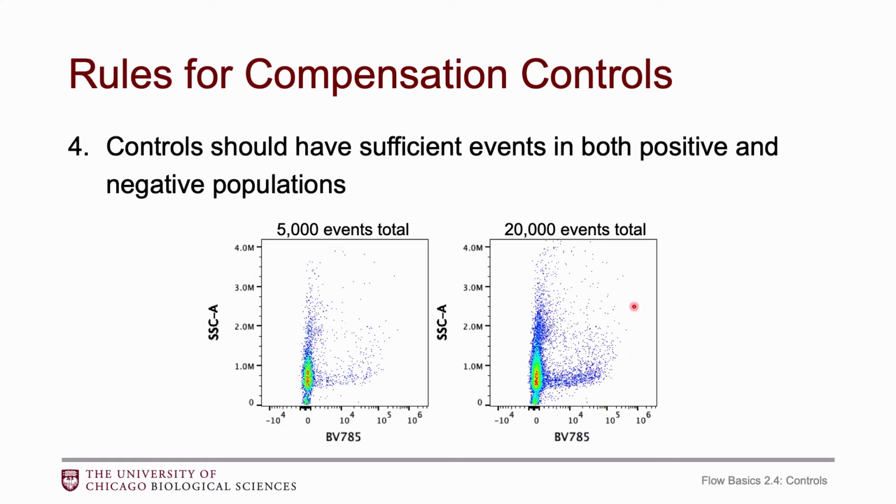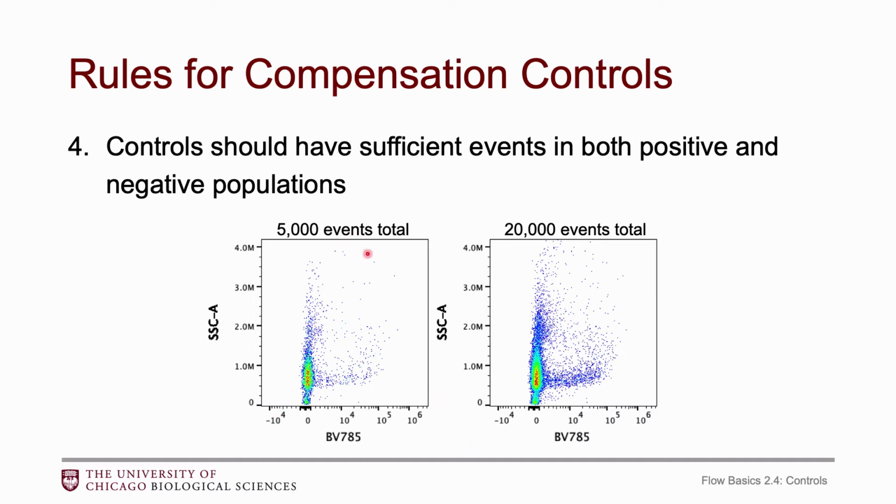For the last rule, you need to have sufficient events for both your positive and negative populations. If you are using an autocompensation method, then oftentimes there is a cutoff. It depends on which method you're using. It's usually somewhere around 100 to 200 events in the positive gate and the same number in the negative gate. But when you're running it, you can just sort of eyeball it.